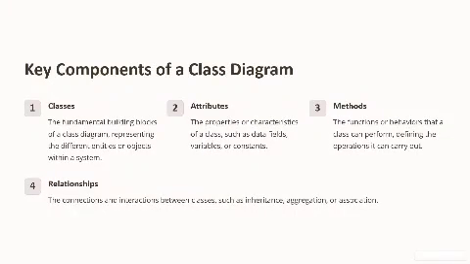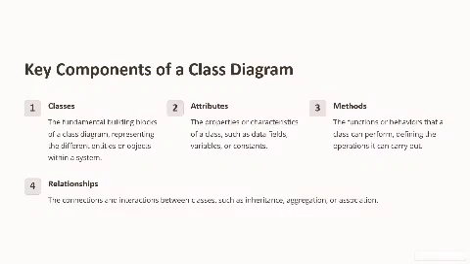Now, let us discuss about the key components of the class diagram. They are classes, attributes, methods, and relationships. Coming to classes, these represent entities in the system like student, course, or account. And the next one is attributes. These are the characteristics or data fields within a class. For instance, the student class may have attributes like name, email, and ID.